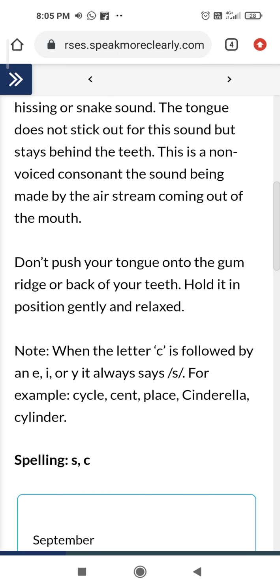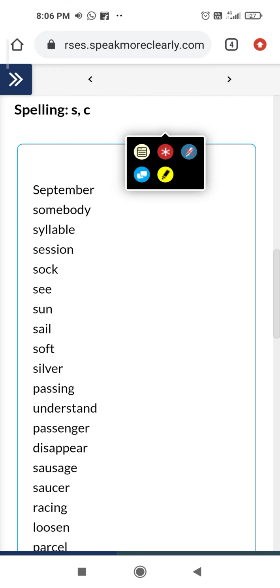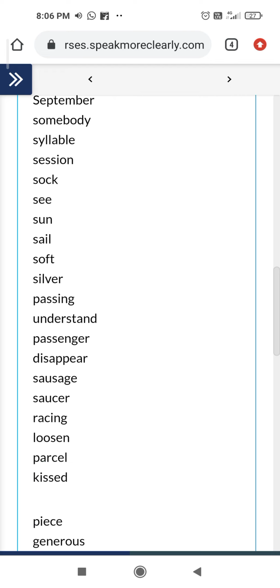September. Somebody. Syllable. Session. Sock. Sea. Sun. Sail. Soft. Silver. Passing. Understand. Passenger. Disappear. Sausage. Saucer. Racing. Loosen.